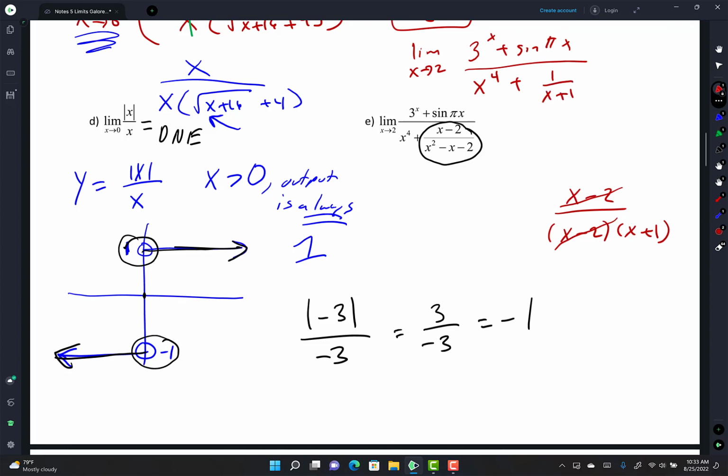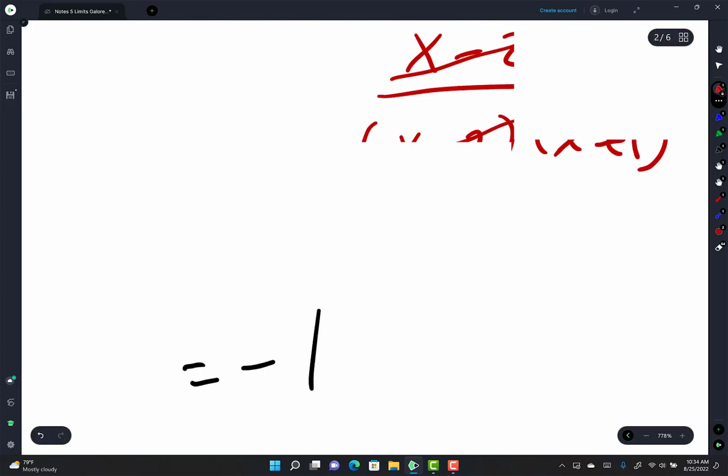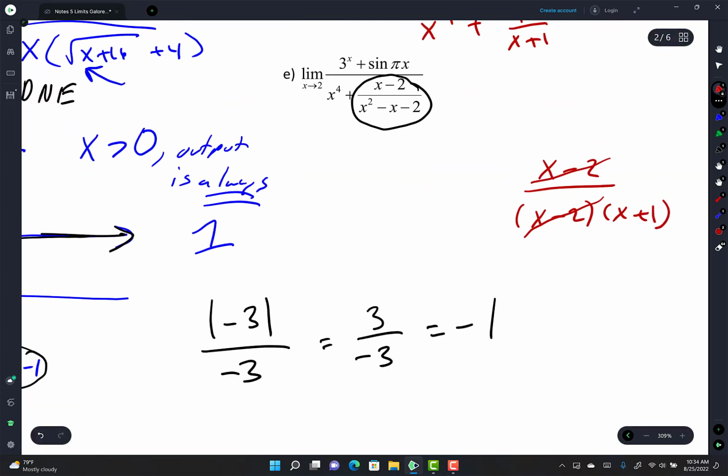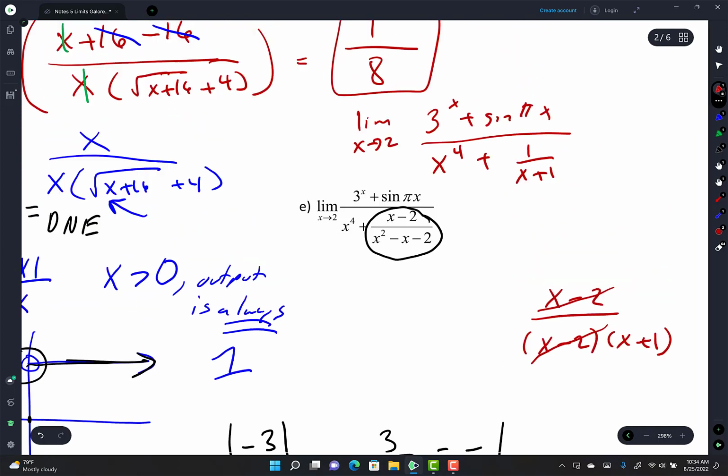Now that I have rewritten it, can I do direct substitution? Yes. Let's do direct substitution: 3 to the power 2, plus sine of 2 pi, over 2 to the 4th plus 2 plus 1, which is 3, so that's going to turn into a 1/3. You can leave it like that, but let's not. 3 squared is 9. And then what's sine of 2 pi?